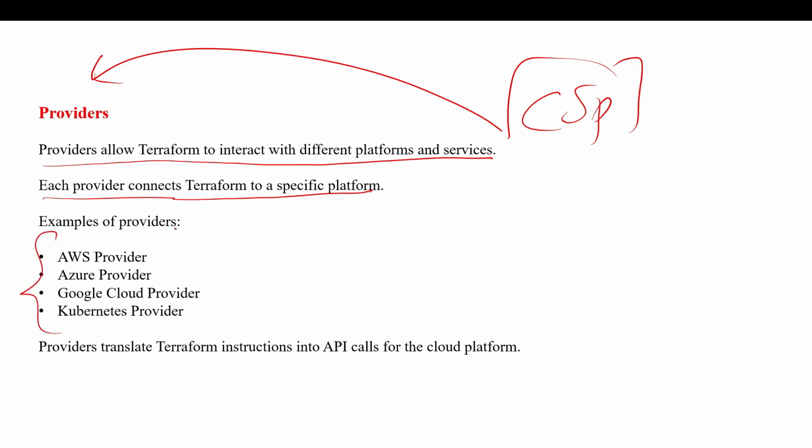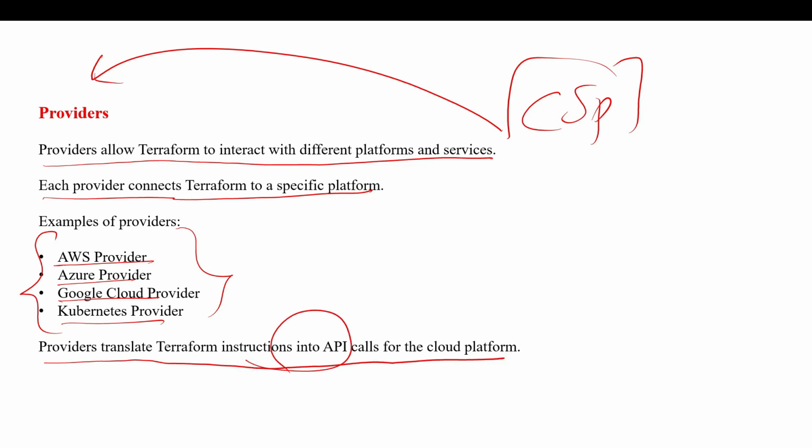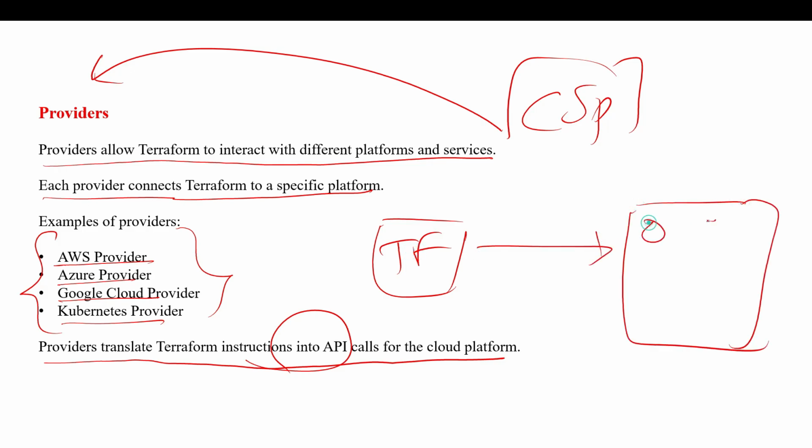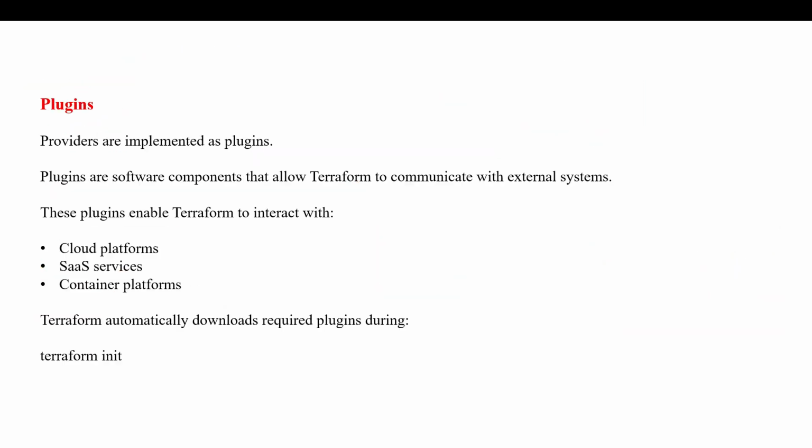So these are the different providers. Like you are working with AWS, Azure, Google Cloud, IBM, Oracle Cloud, maybe Kubernetes. So providers translate Terraform instructions into API calls for the cloud platform. So now what does it mean? I will explain in the next few slides. Here what we are talking about is, you have Terraform, and with the help of Terraform, you can configure the resources of multiple cloud service providers. So this is the providers.